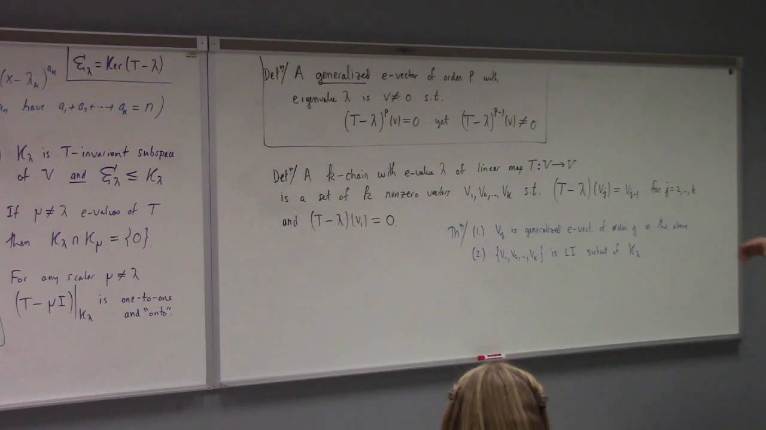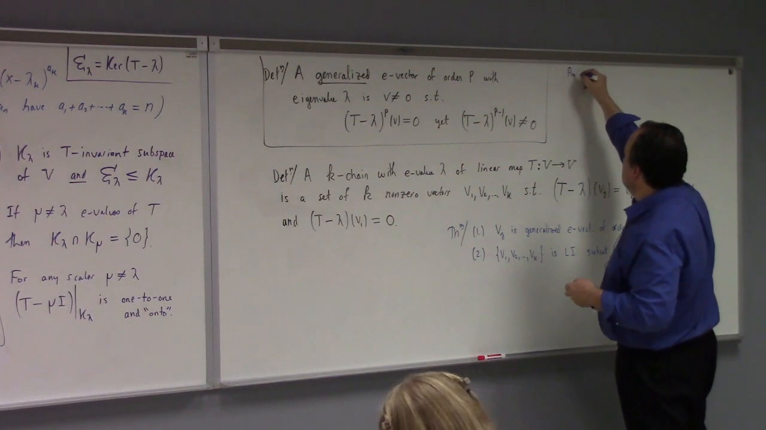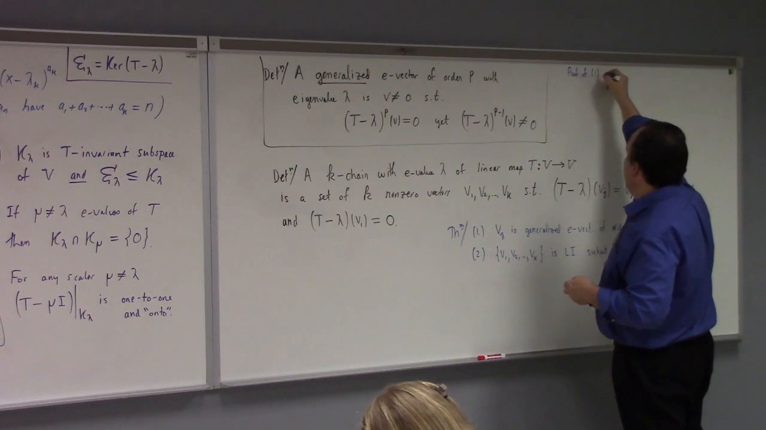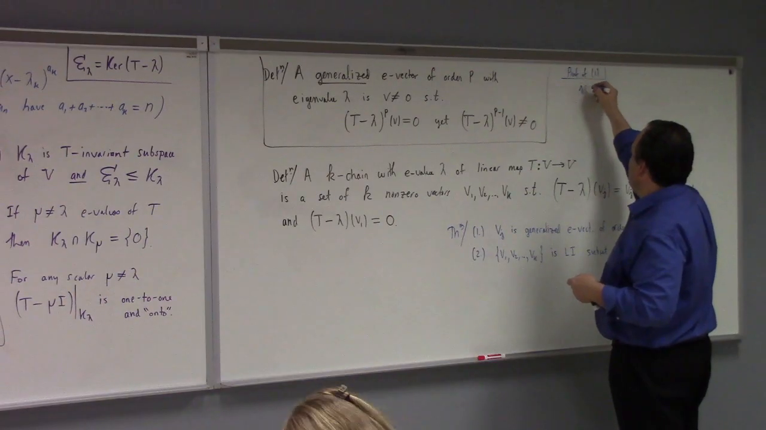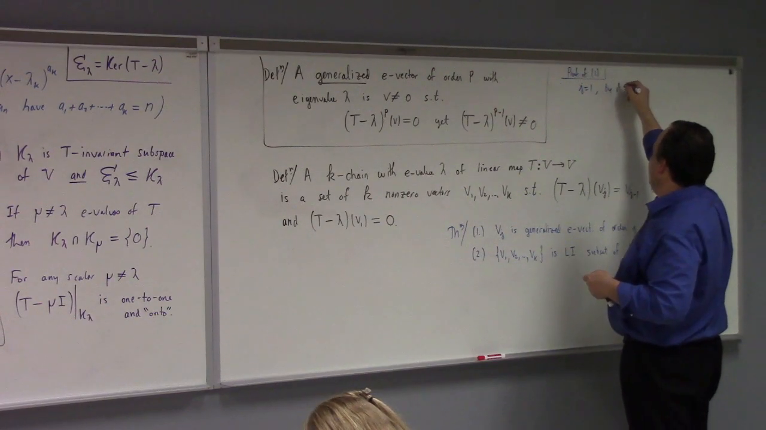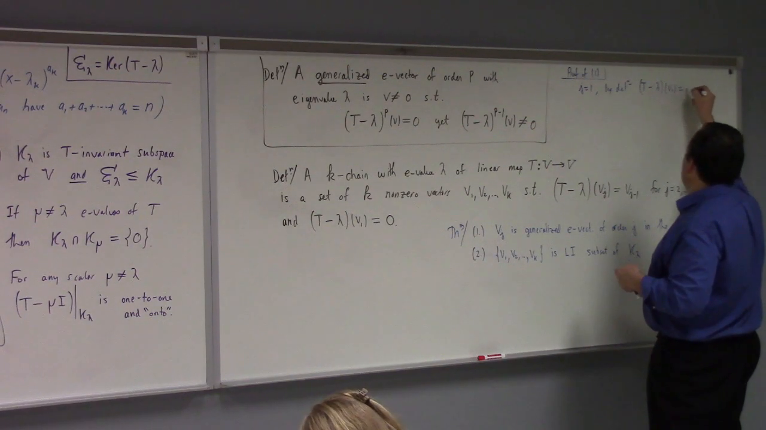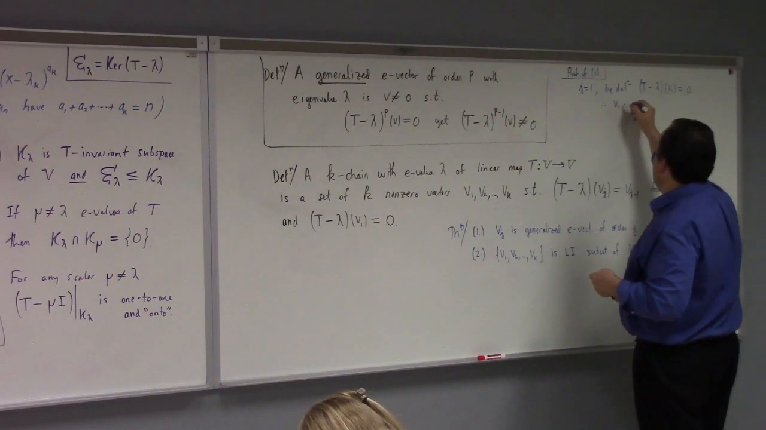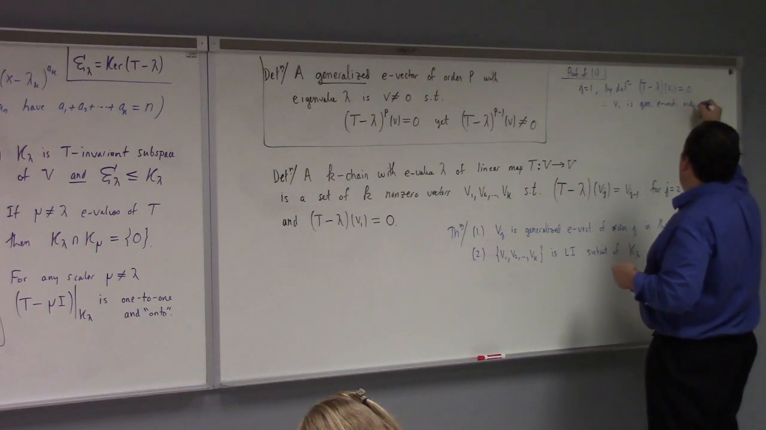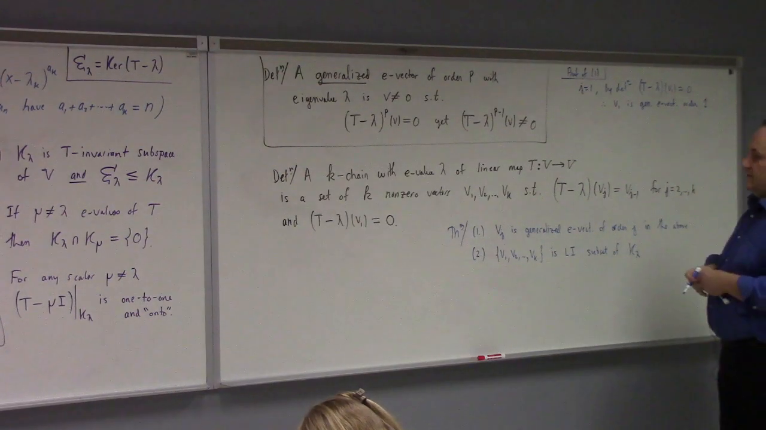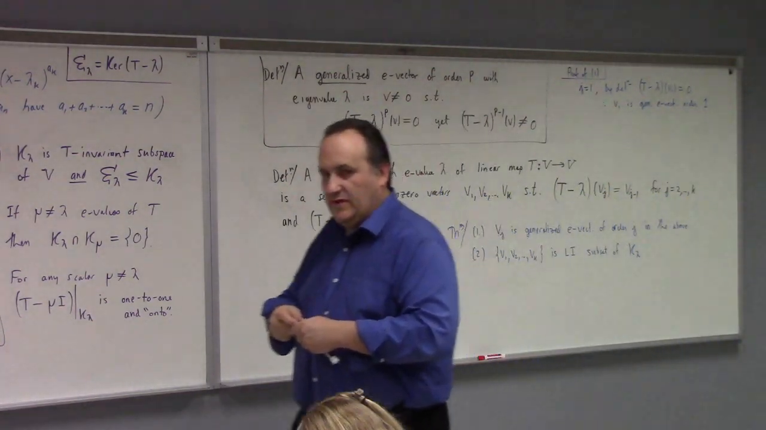All right, so generalized eigenvectors. First of all, proof of one. For j equals 1, by definition, we have (T minus lambda) v1 equals 0, therefore v1 is a generalized eigenvector of order 1. Got that. How about j equals 2?